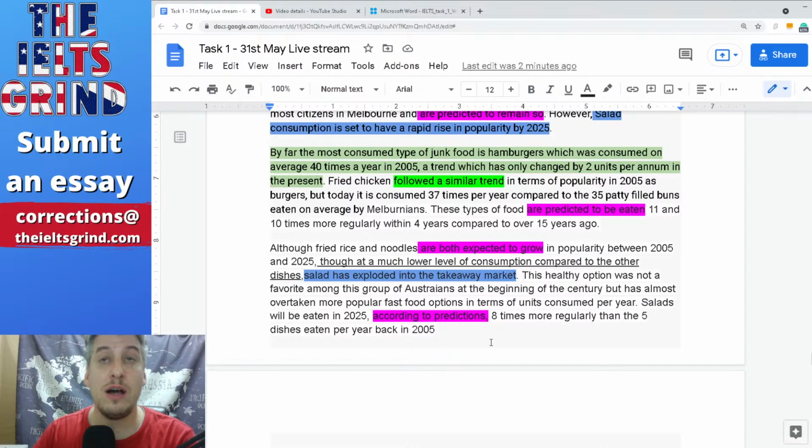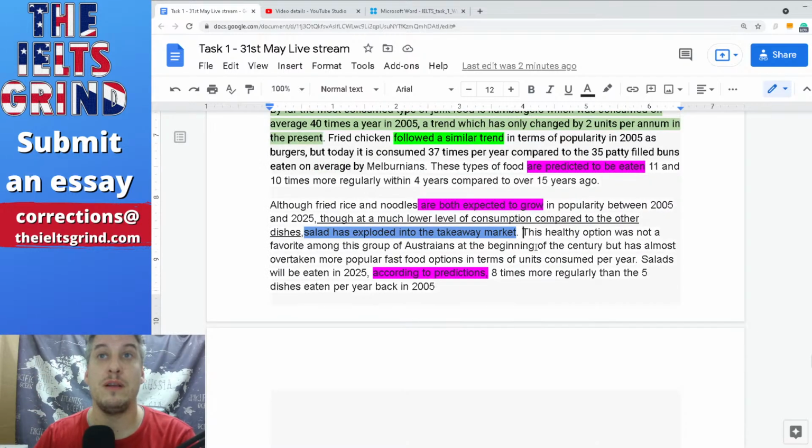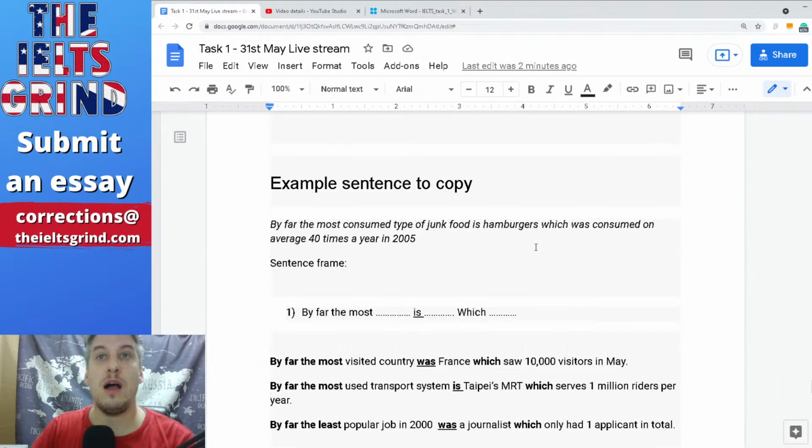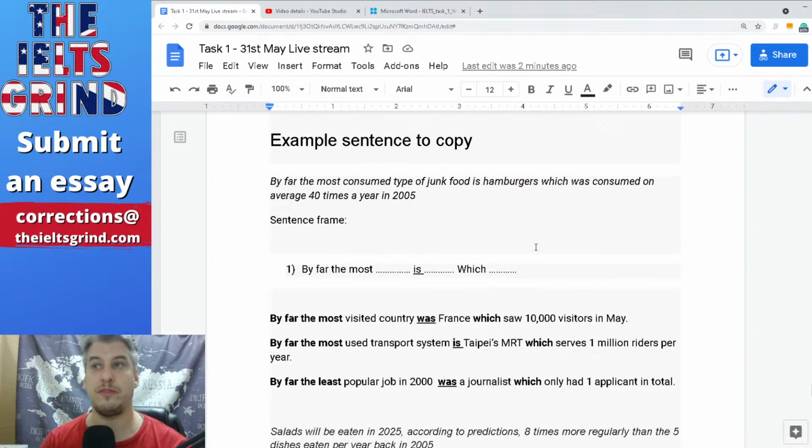Would it get a band 9? Maybe not, because as we saw, there were one or two little errors here, which goes to show that even native speakers don't automatically get band 9s, because to get band 9 you've got to be writing at a very, very high level, but most of you don't need to. You just need to get a 6 or 6.5 in writing. Okay, so just to leave you with a few ideas.